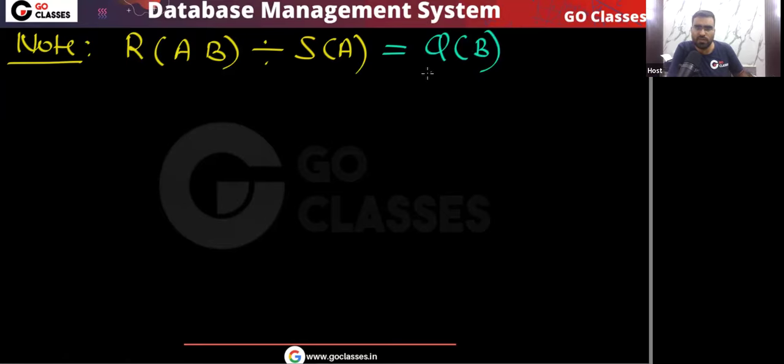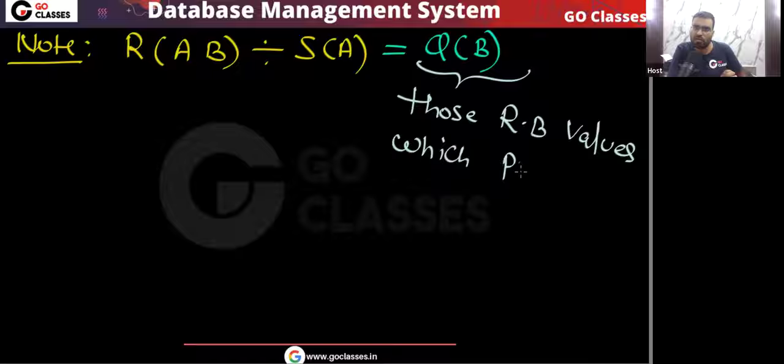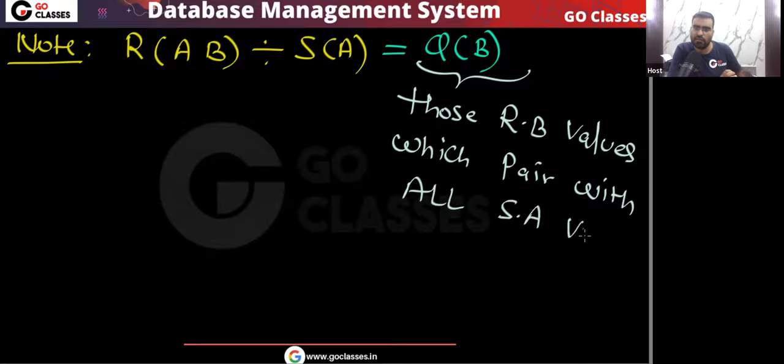Now this will contain what? This will contain B values, right? The B values are here. So this will contain those R.B values which pair with all S.A values in R. Okay, understood? Simple, right?